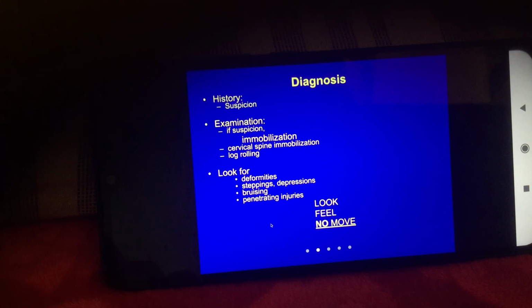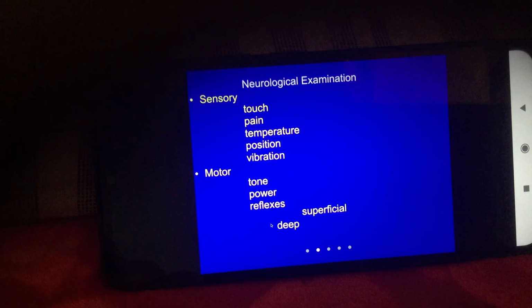In orthopedics, there is a formula. In surgery and medicine, you do inspection, palpation, percussion, auscultation. But in orthopedics, there is a formula: look, feel, and move. But if there is a spine injury patient or suspicion of spine injury, look, feel, but don't move. By your movement, the spinal cord might get injured.